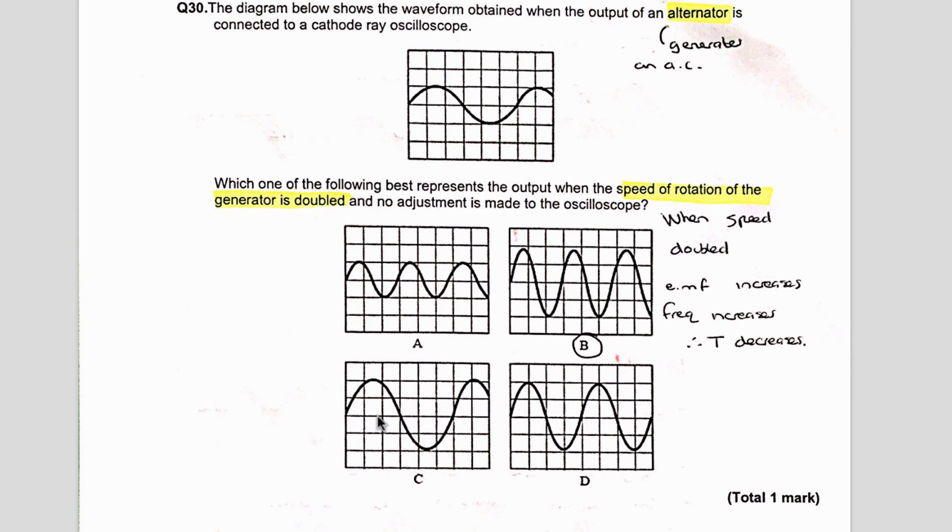So C is 1, 2, 3, 4, 5, 6. So that has the same frequency, and so that's not doubled, so it's not C. This one has a time period of 1, 2, 3, 4. So it's not that one either. So therefore it must be B. So that was question number 30 of the magnetic fields homework booklet.